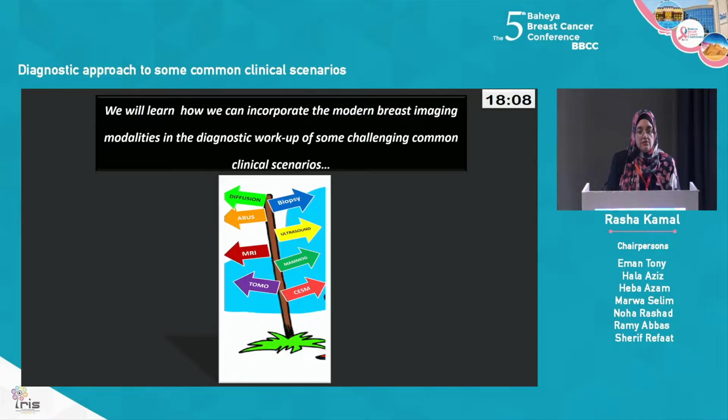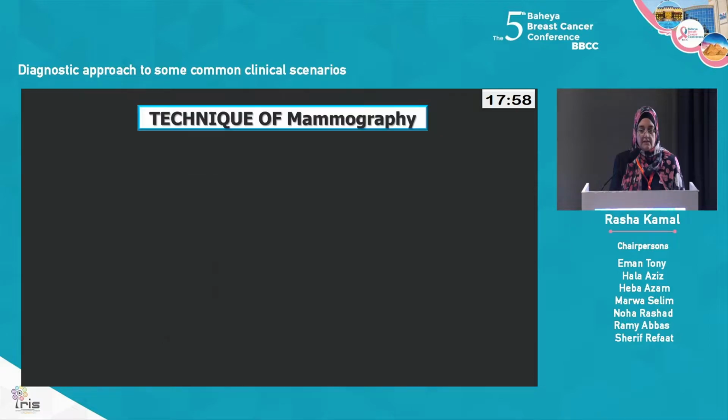And in this lecture today, we are going to understand how we can incorporate the modern breast imaging modalities in the diagnostic workup of some challenging common clinical scenarios. As I understand, this lecture is meant for young oncologists, so I'm going to give a brief definition of these modalities to enable you to understand how we use them in the diagnostic workup.